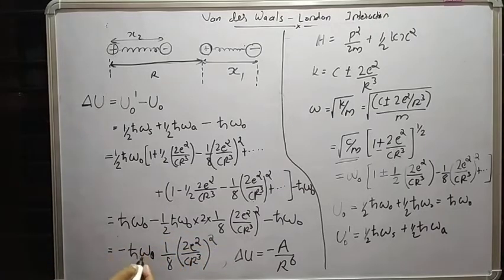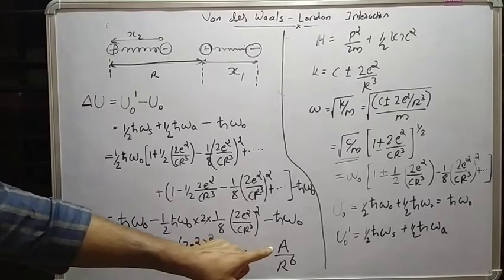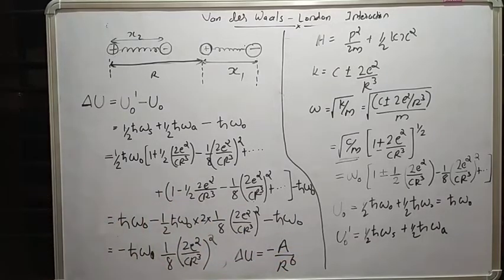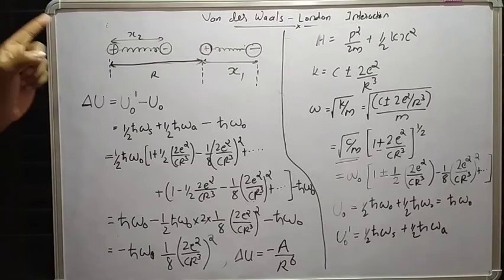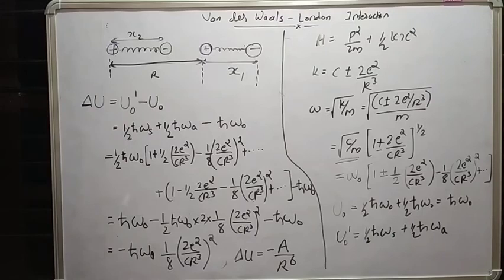Here omega naught is the frequency of the uncoupled oscillator. h cross is a constant, e is the charge and is also constant, and C is also constant, so we can write delta U equal to minus A over r raised to 6. That means the attractive interaction varies as the minus 6th power of the separation between these two oscillators. This is known as the van der Waals-London interaction or dipole-dipole interaction.